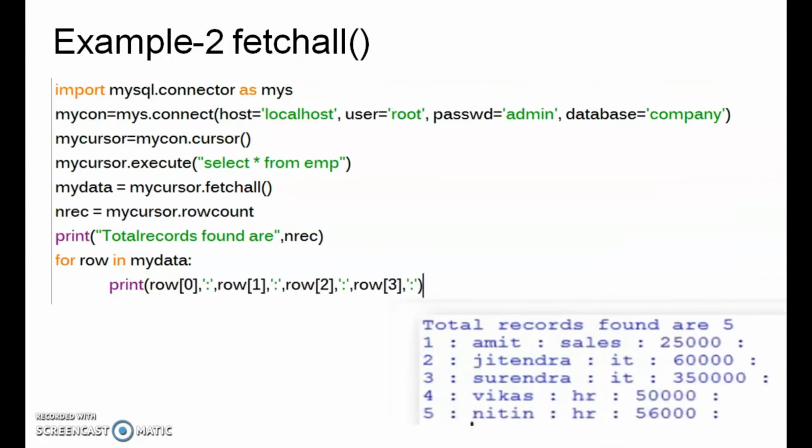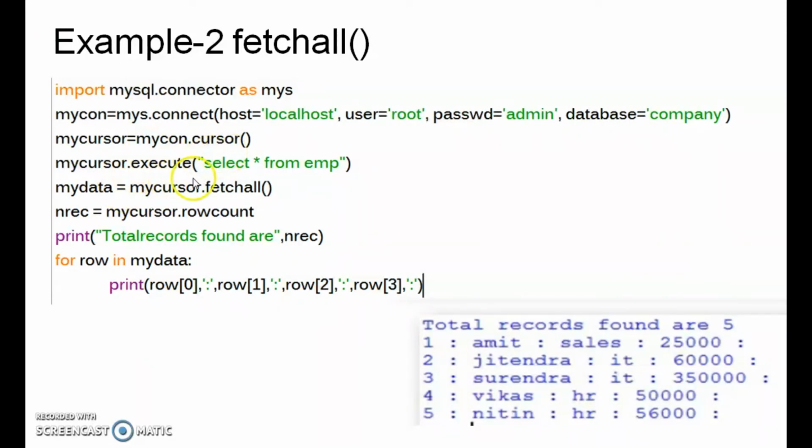Okay. One more example. Here, the same statement. Import mysql.connector as mys. Then mycon is equal to mys.connector, host is equal to localhost, user equal to root, password equal to admin, database equal to company.